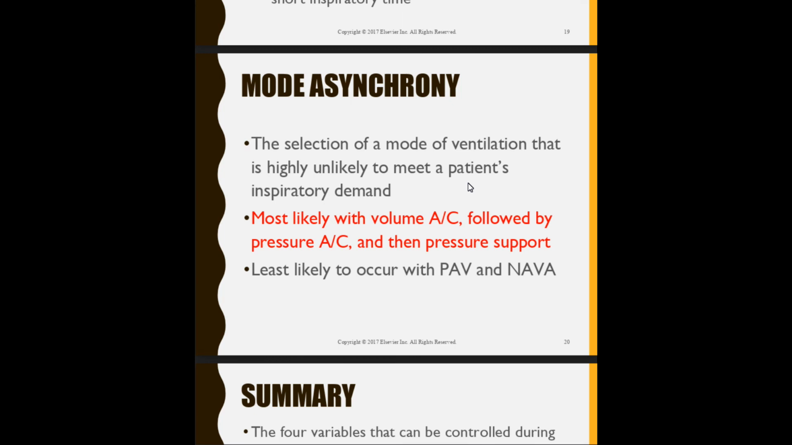You have a patient on AC. They're breathing more than the respiratory rate that you set on the machine. So I set it at 12, they're breathing 24. And that might cause them to breathe faster. They're beyond our normal range, which is 12 to 20. They're breathing 24, 26.